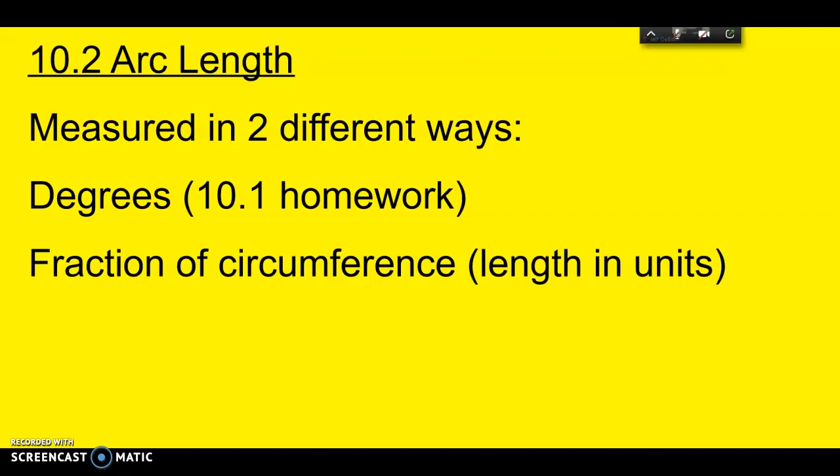And you see we have arc length being discussed today. And the good news, after our long video for 10.1, this is going to be a very short and straightforward video, because we mentioned in section 10.1 that arc length can be measured in two ways. It can be measured in degrees, and you did that on your previous homework assignment, where you talked about how if the central angle was 80 degrees, then the arc measured 80 degrees. And that told you what part of the circle.